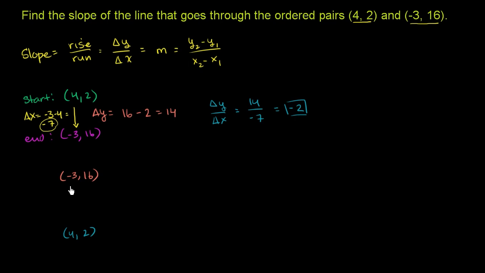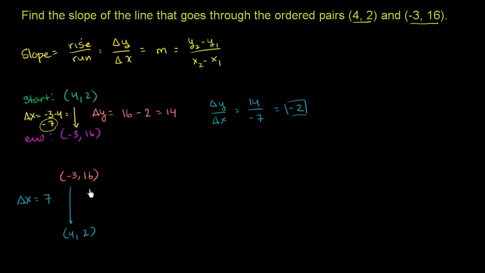So in this situation, what is our change in x? Our change in x. If I start at negative 3 and I go to 4, that means I went up 7. Or if you want to just calculate that, you would do 4 minus negative 3. But needless to say, we just went up 7.